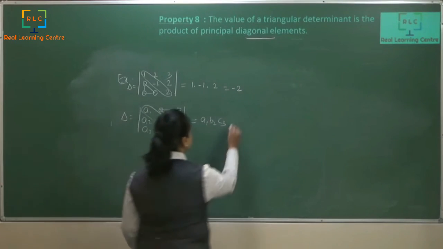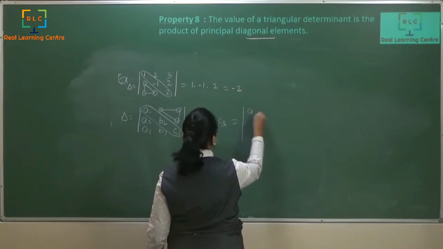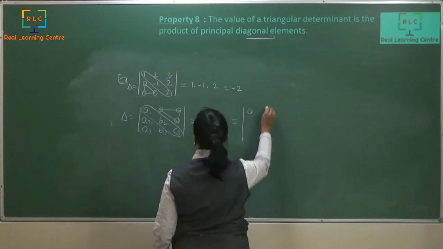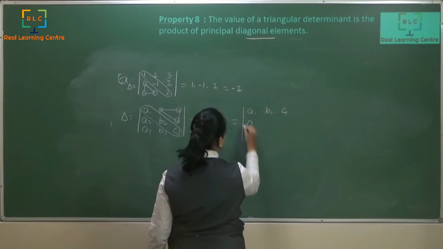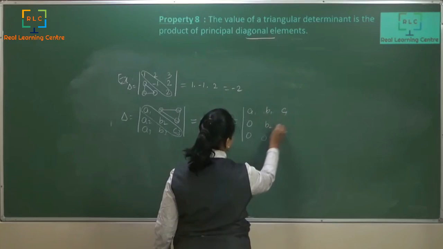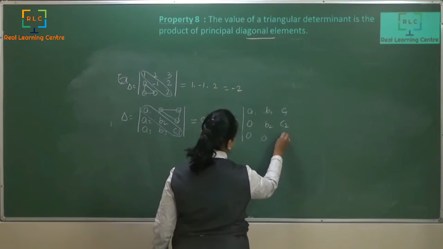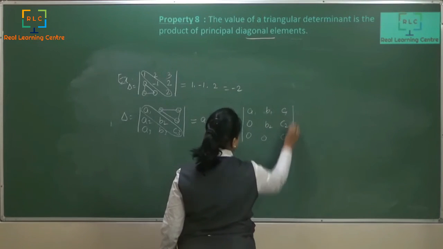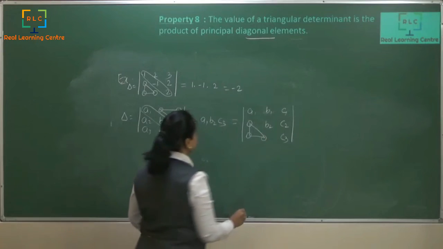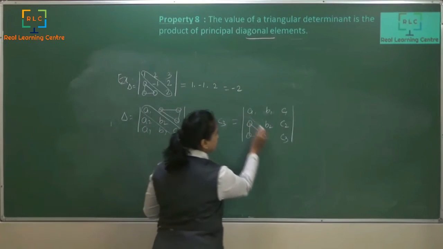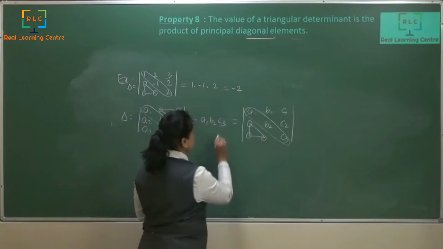This is also the answer if the lower triangle is 0. A1, B1, C1. This will be 0, 0, 0. This will be B2, C2, and this will be A3, B3, C3. Okay, the lower triangle is 0. So still the answer will be the product of the PD elements A1, B2, C3.